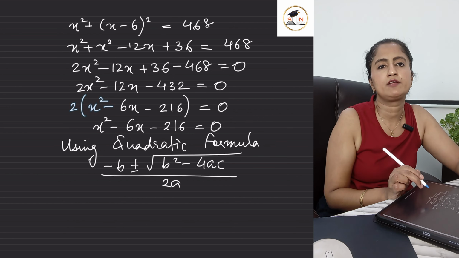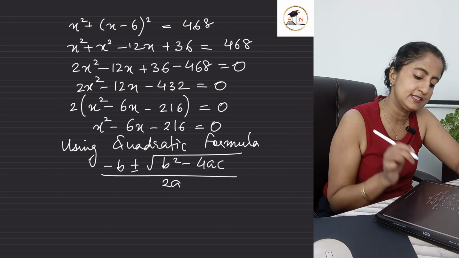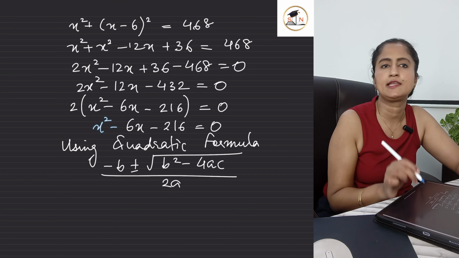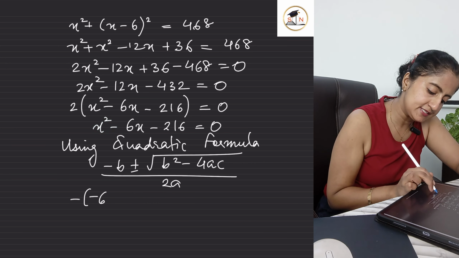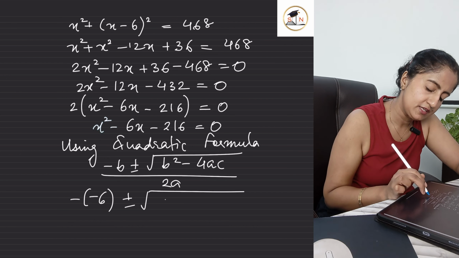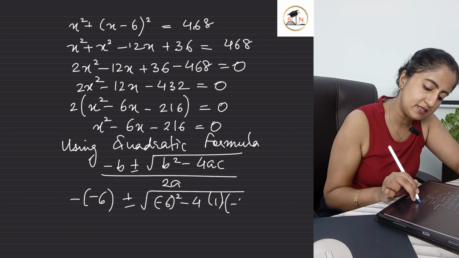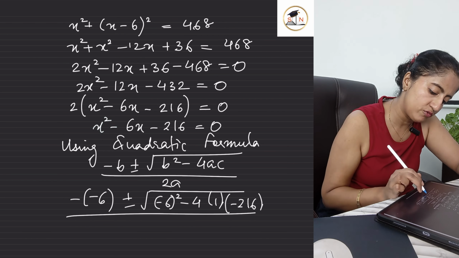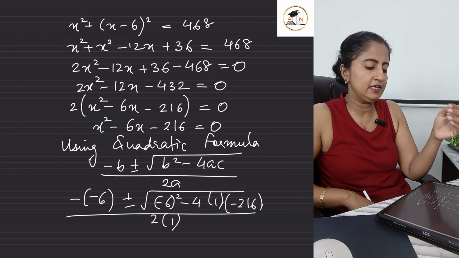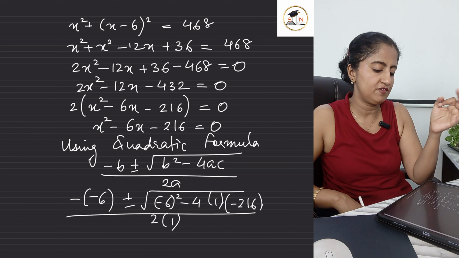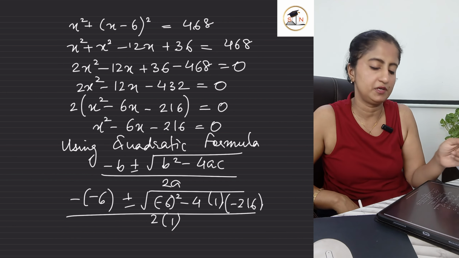And I've always said, whenever you are using the quadratic formula, do write the formula before its application. Okay, this writing of the formula, mentioning it, carries marks. Now substituting the values: minus of minus 6 plus minus square root of minus 6 whole square minus 4 times 1 times negative 216, whole over 2 times 1. See, I have substituted each and everything, even though a was 1, but still I have mentioned it explicitly so that it becomes clear how to use the quadratic formula, right?